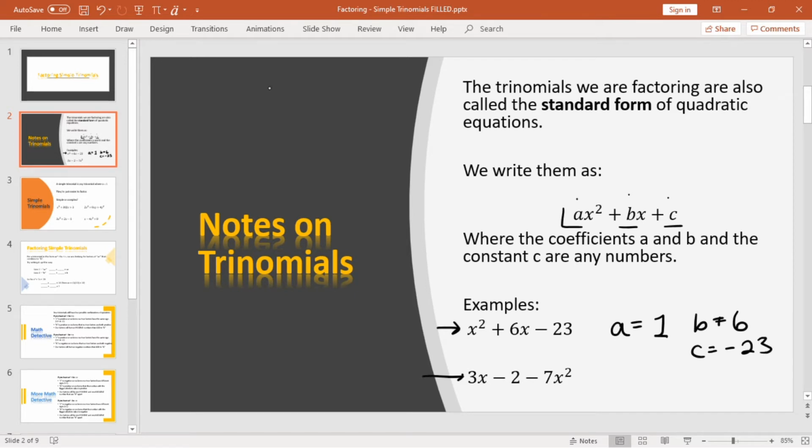If your trinomial is not in descending order, that doesn't change anything. A still goes with the x squared. So in this case, a is -7. B goes with x always. B is 3. And c is -2.